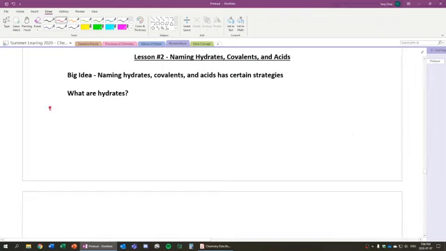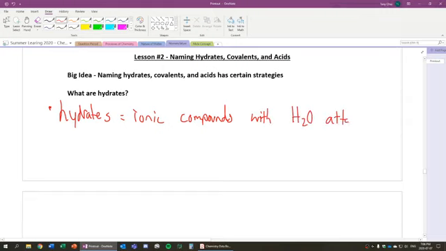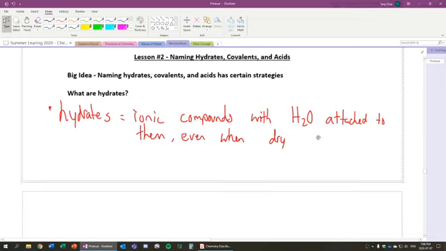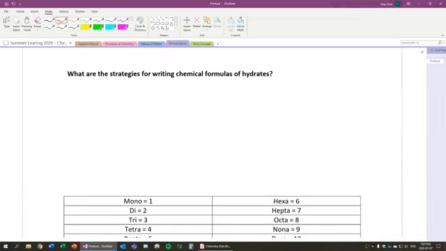Well, hydrates are ionic compounds with H2O attached to them. So even when dry, for example, if you ever had table salt and it gets exposed to moisture, it will start to clump, and that's because water molecules have attached to the salt crystals and caused the clump. So that is what's going on. Whenever an ionic compound comes across water molecules, such as moisture, it will attach to those ionic compounds. So then, how do we name these compounds that have water molecules attached to them?